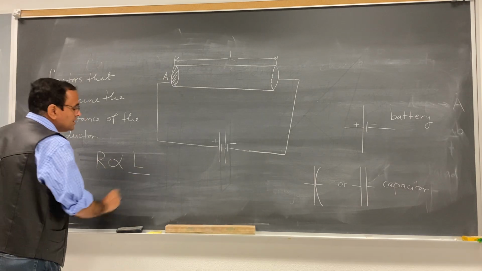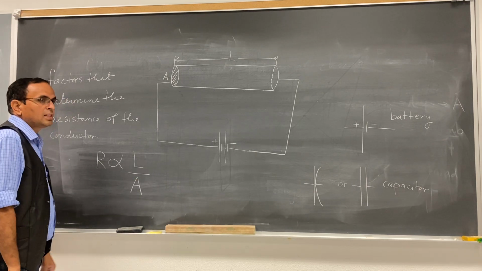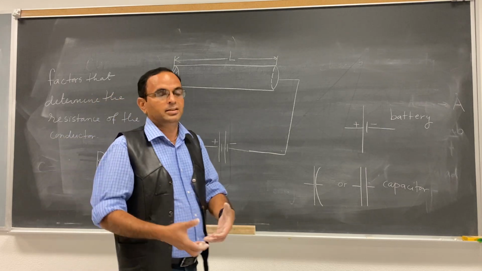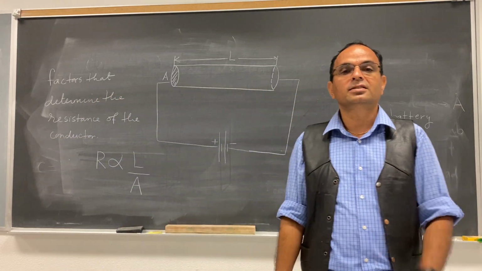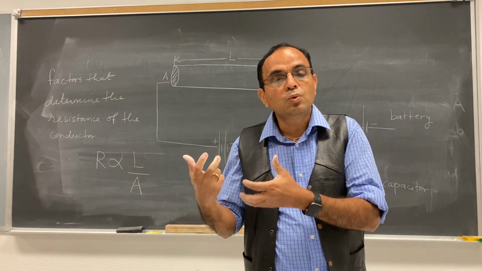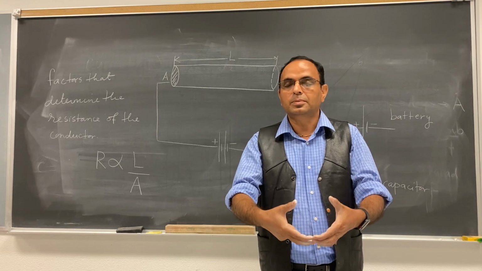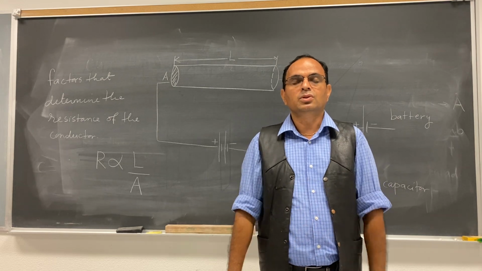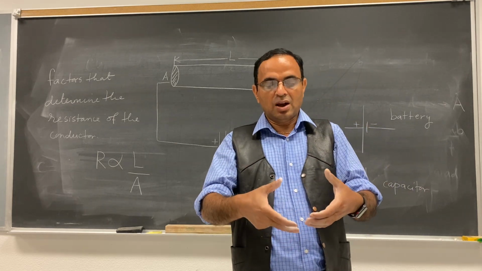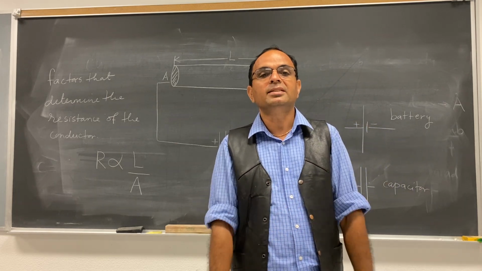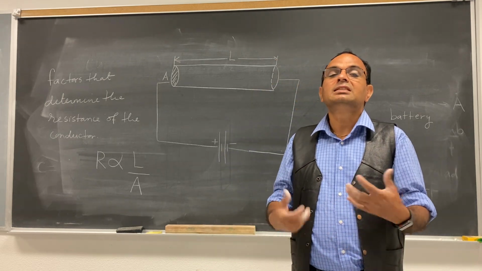But the resistance is inversely proportional to the area of cross section. That means if you have a thick wire, resistance is less. If you have a thin wire, resistance is more. You can compare with a water pipe. If you have a really wide pipe, water moves easily. If you have a really narrow pipe, it is difficult.